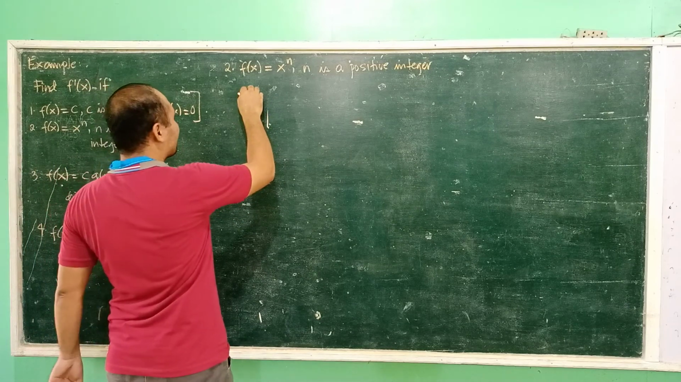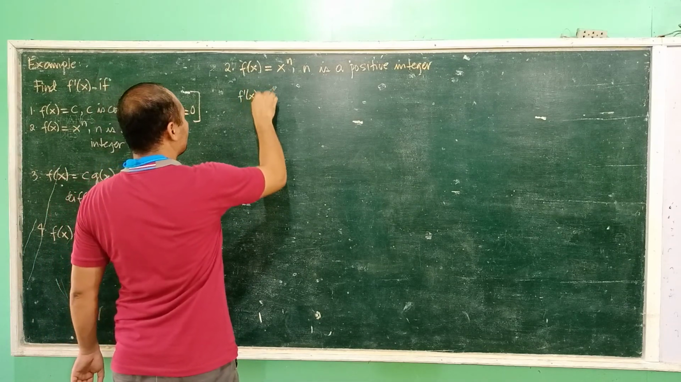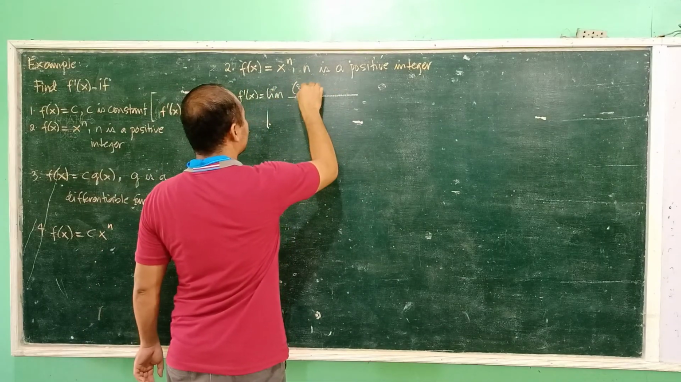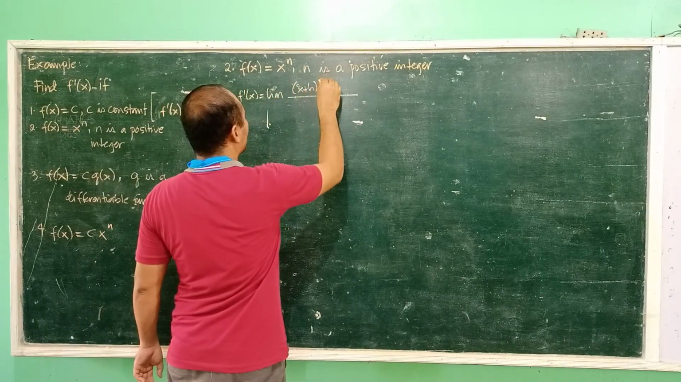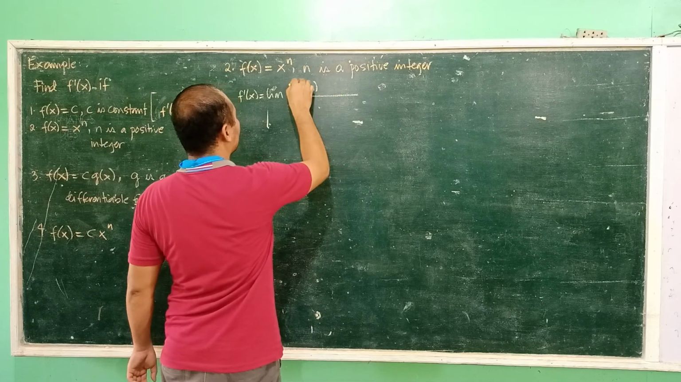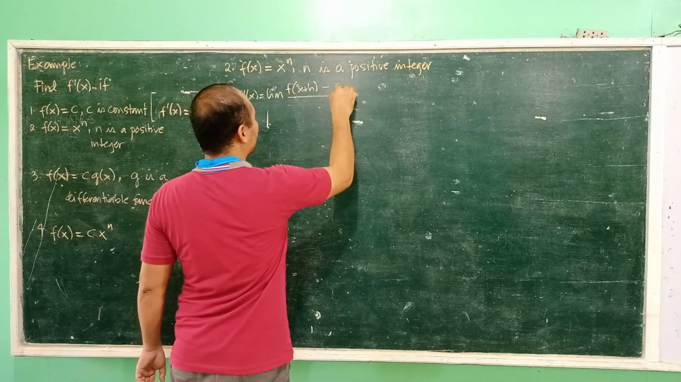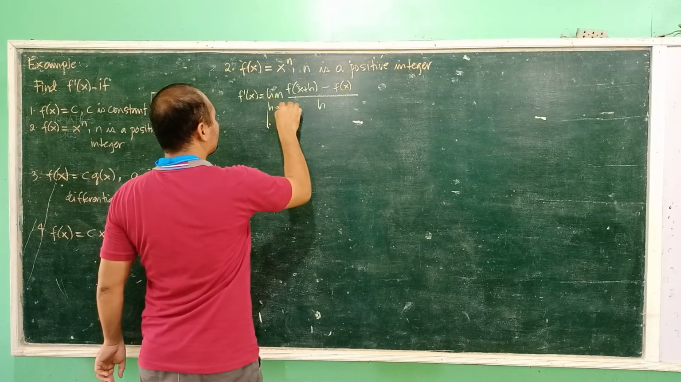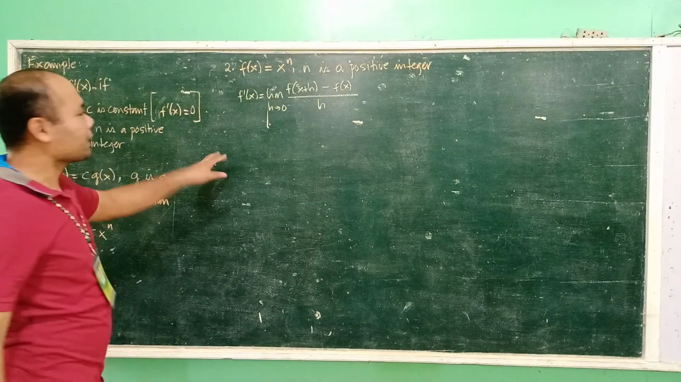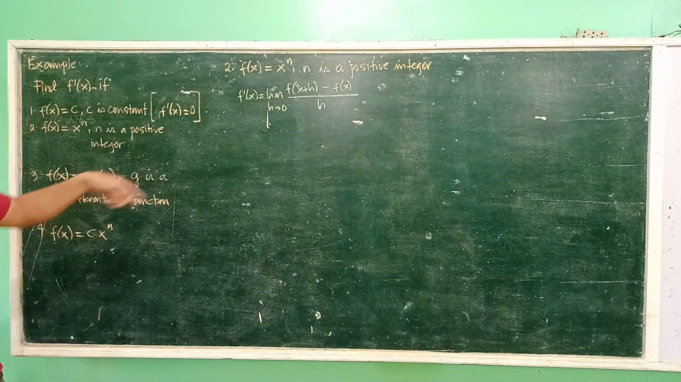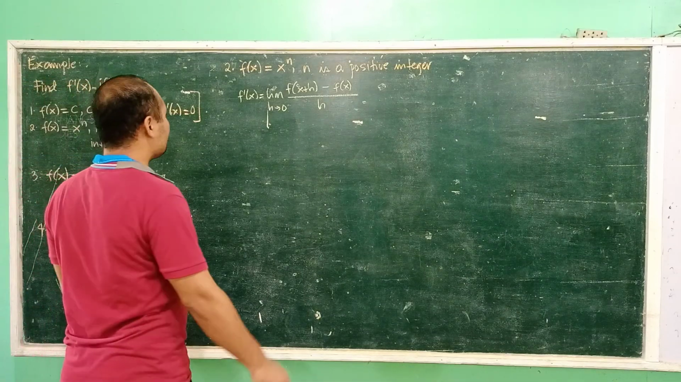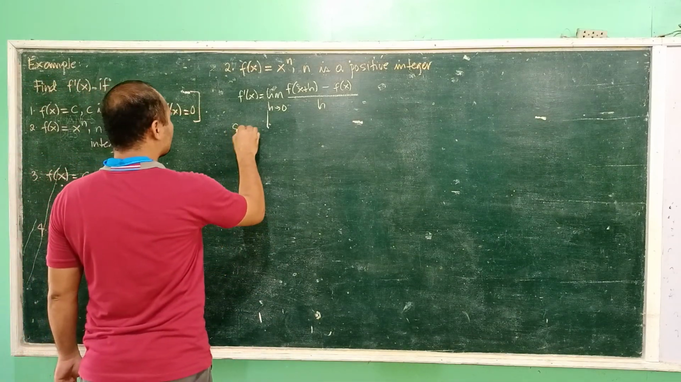the definition of derivative, which is f prime of x is equal to the limit of f of x plus h minus f of x all over h as h approaches 0. So again, we will be using the same definition of derivative for solving all these problems whenever you are asked for the derivative. So, solution.